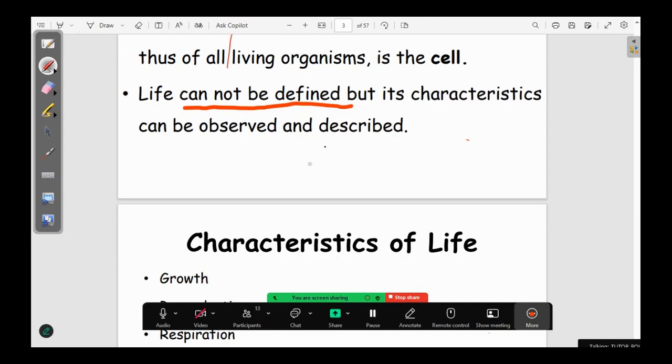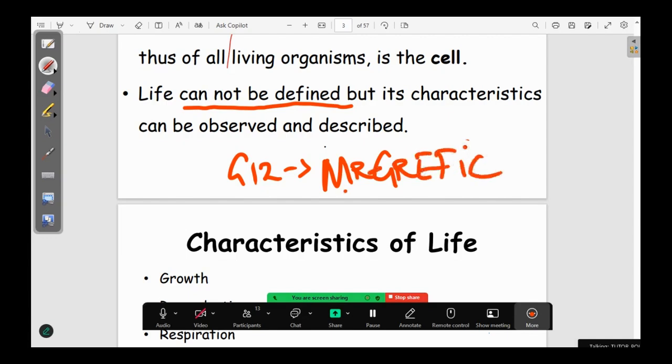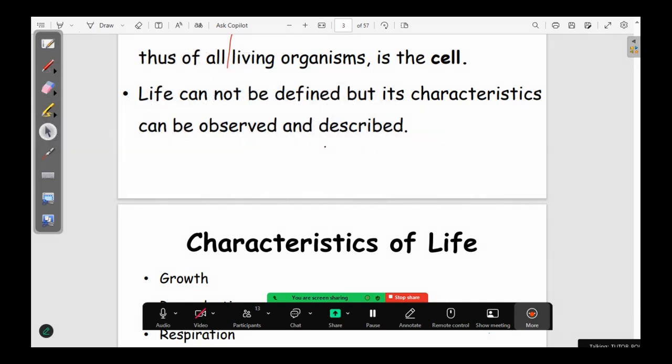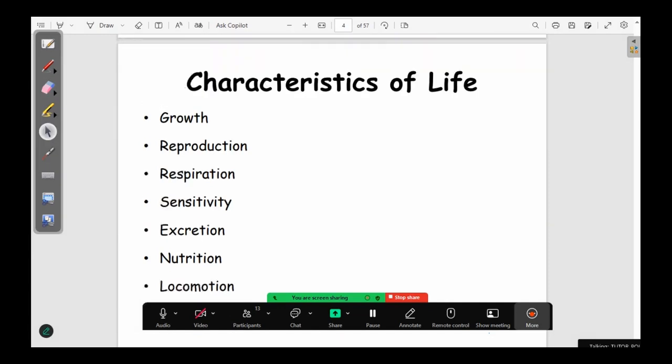We can observe the characteristics and then we can describe them. I know back in G12 you learned these characteristics, that famous mnemonic, I don't know if it's Mr. Griffic, Mr. Griffin, something like that, that we used to remember these characteristics of life. In this lesson we are going to talk about those characteristics of life again. Here we have the characteristics of life. I'll explain each of them.